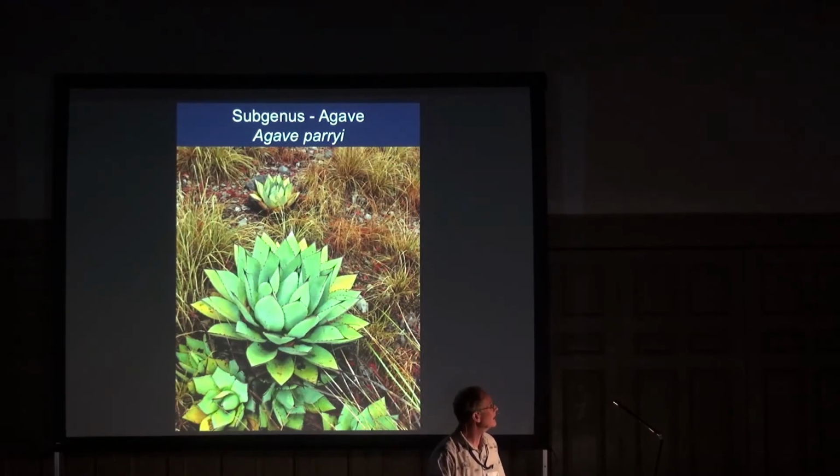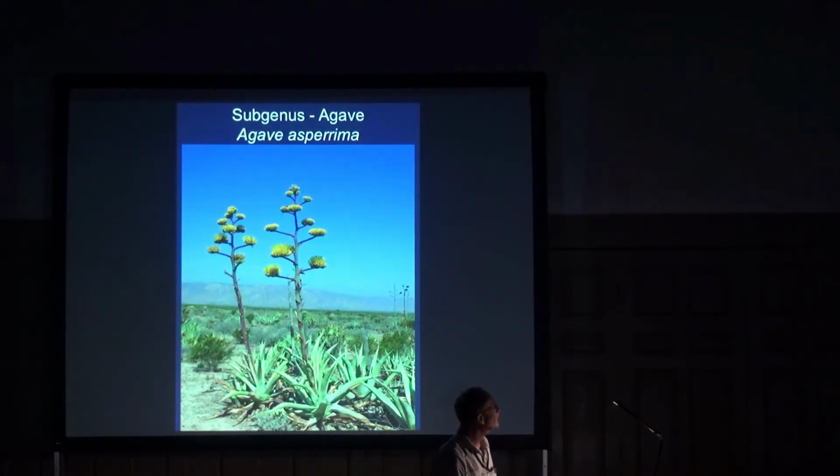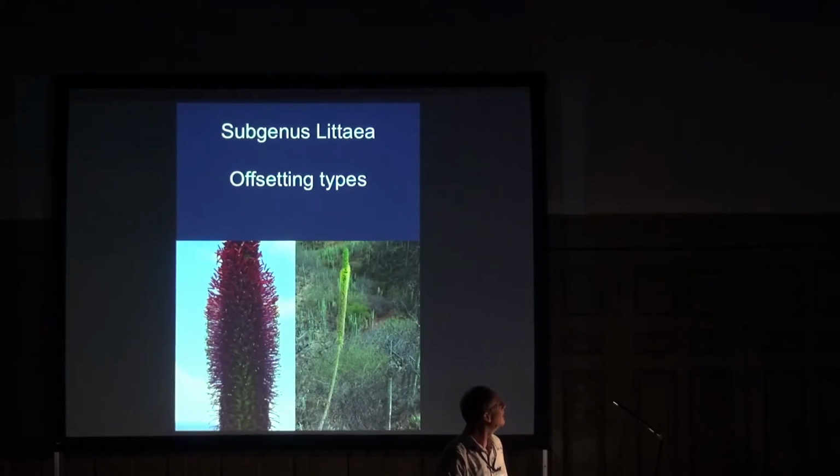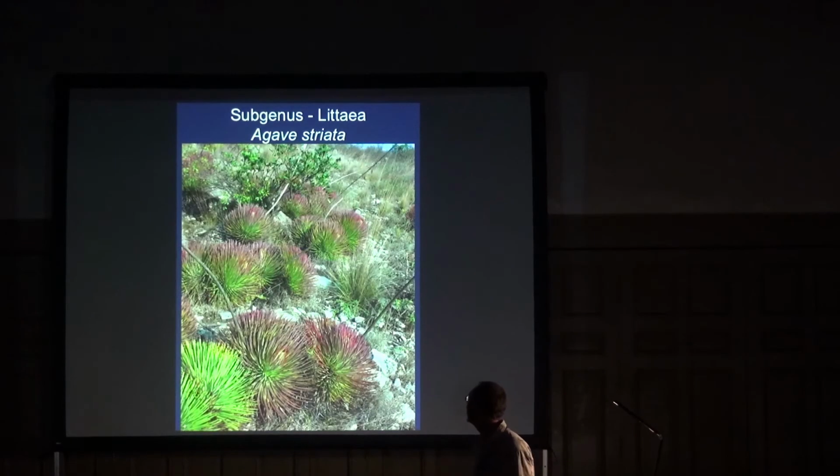And subgenus Agave, Agave parryi, you can see the mother rosette here with offsets coming out there. Agave asperrima, again, you can see the mother plants are flowering. There's lots of offsets, so they make great big clusters of plants. Okay, subgenus Lidii with the offsetting types. Agave striata, you can see this one's flowered, these are flowering, and they will produce offsets as well to make great big clusters.